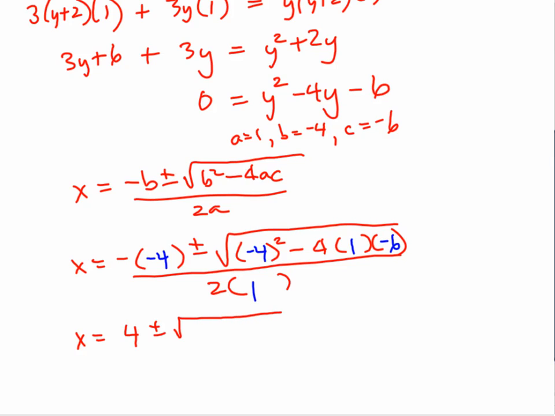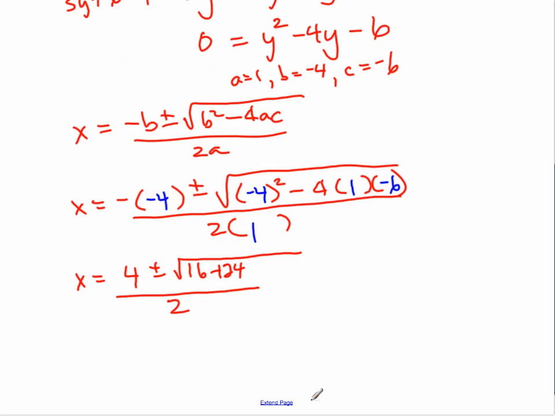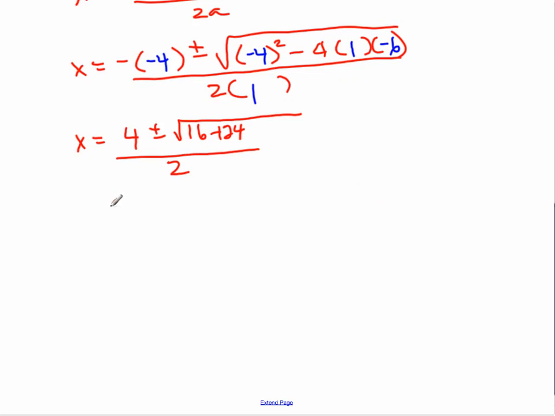Okay, so simplifying a little bit here, I get minus a negative 4, that'd be positive 4, plus or minus the square root of minus 4 squared, which would be 16. Minus 4 times 1 is minus 4. Minus 4 times minus 6 is a positive 24. All divided by 2 times 1, or 2. Okay, let's keep going. That probably can simplify a bit more. 4 plus or minus the square root of that plus that, which is probably about 40, all over 2.